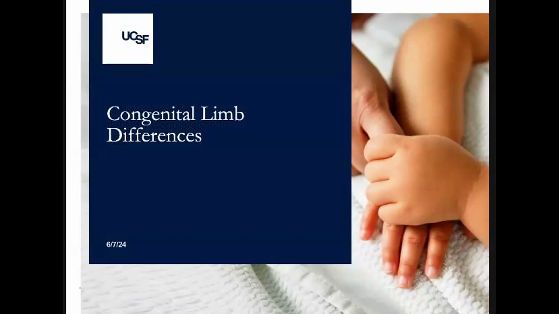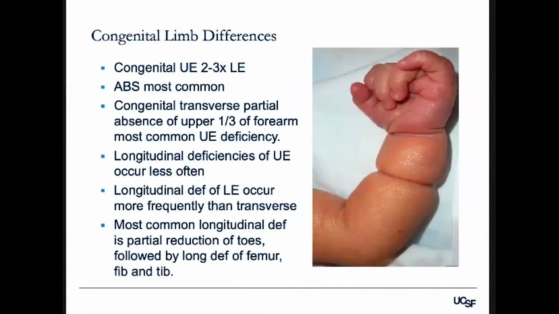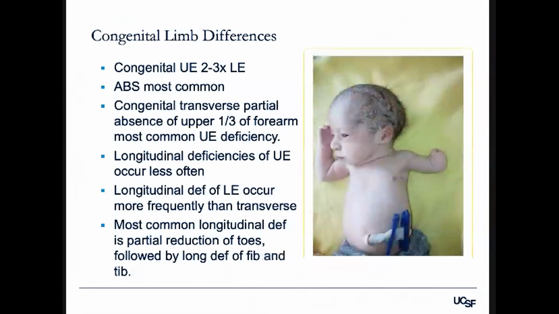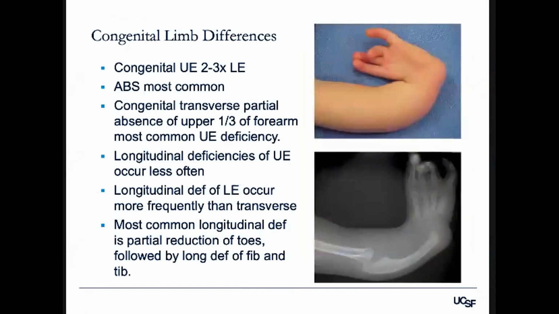With regard to congenital limb differences, the incidence of an upper limb congenital difference is 2 to 3 times greater than that of a lower limb, with amniotic band syndrome being the most common etiology. A congenital transverse partial absence of the upper third of the forearm is actually the most common upper limb deficiency, while longitudinal deficiencies of the upper limb occur less often.